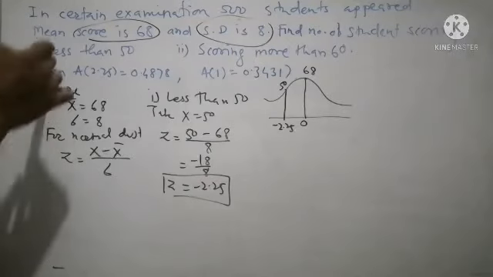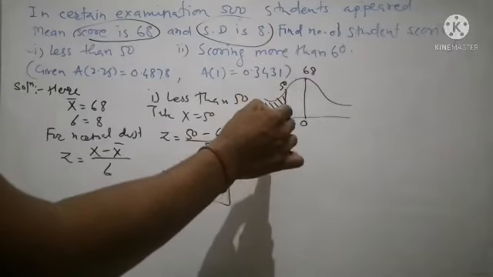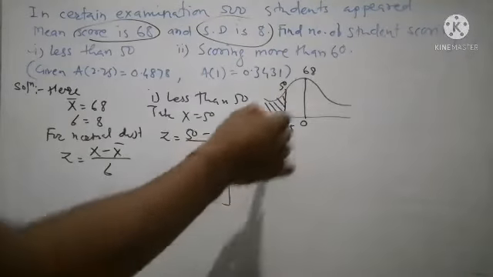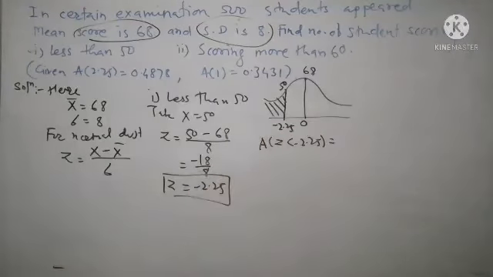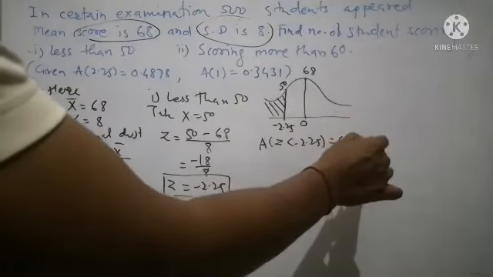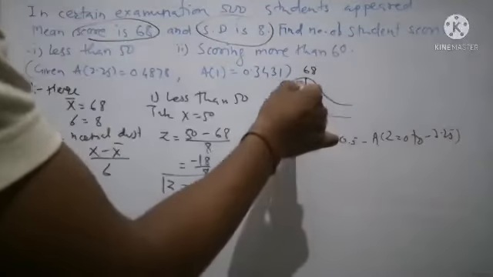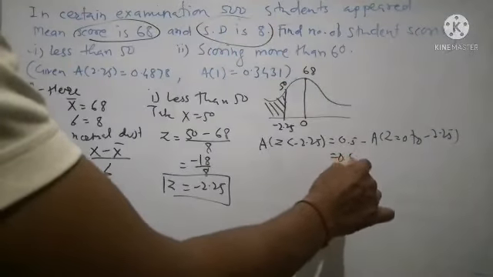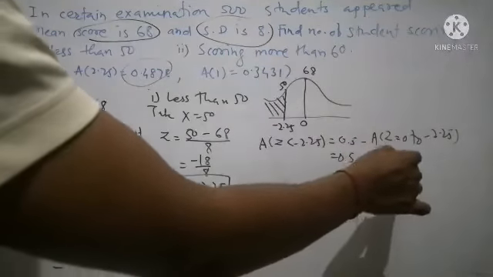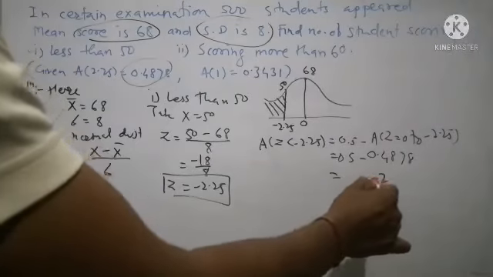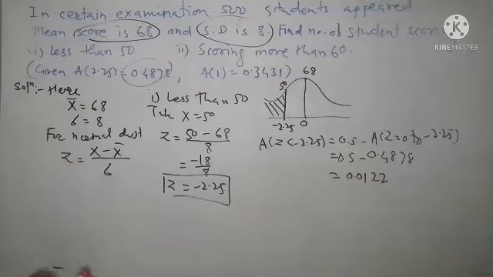Now we have to find the number of students having score less than 50. That means the area which is on the left side of this line. So to find this area, z less than minus 2.25 is equal to 0.5 minus the area from z equal to 0 to minus 2.25. This is the non-shaded area. 0.5 minus this area, which is given as 0.4878, now taking subtraction, is 0.0122.